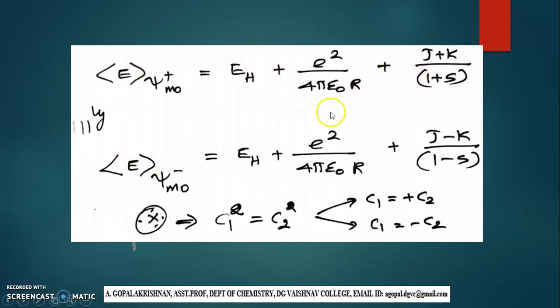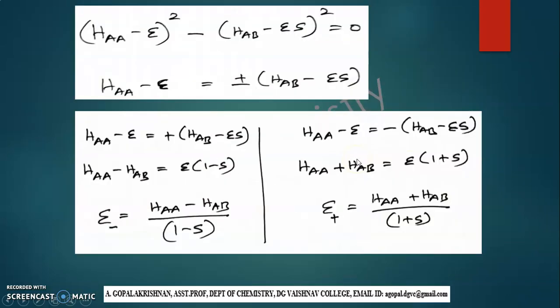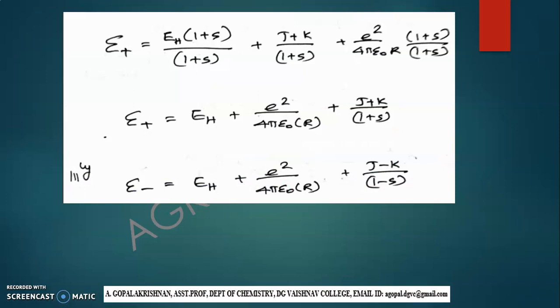The E plus expression and E minus expression are exactly same. See here, they are exactly same. Are you able to understand? It should be same actually, right? Yeah. So this is the result of the variation method.